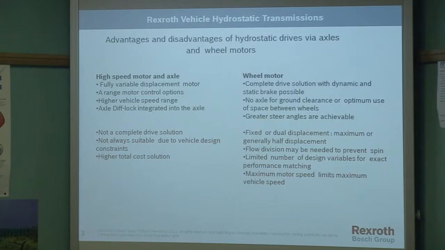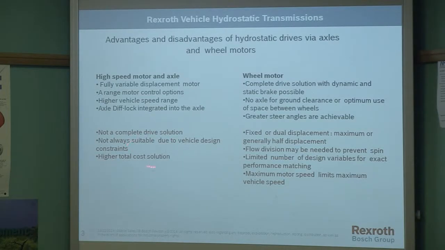This is suitable for a higher vehicle speed range, and another advantage is you don't have to consider diff lock in the hydraulics. That can be catered for in the axle. Disadvantages of this system is, well, it's not a complete drive solution. We manufacture pumps and motors, we don't manufacture axles or gearboxes for these type of vehicles, so we can't offer a complete solution there. And of course, axles are not always suitable for some vehicles due to design constraints. And this is probably a higher total cost solution than wheel motors.